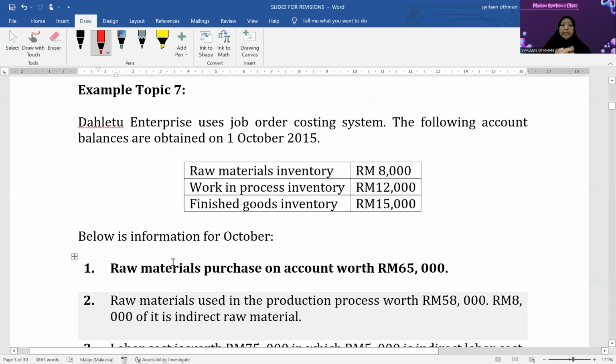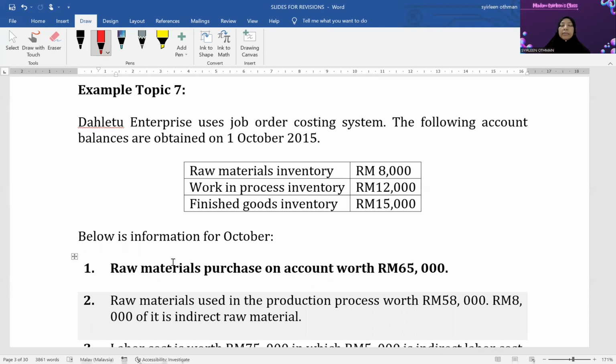All right, so now we go through one example just to have more understanding of the question. This company is using job order costing. The following balances are obtained on 1st October 2015. We have raw materials inventory 8,000, work in process inventory 12,000, and finished goods inventory 15,000.